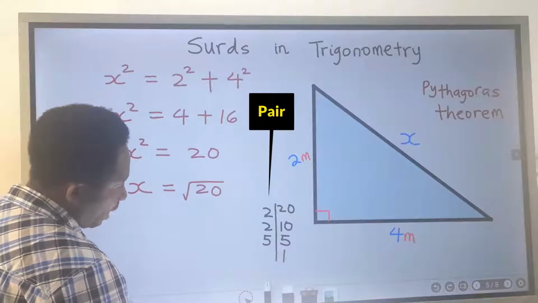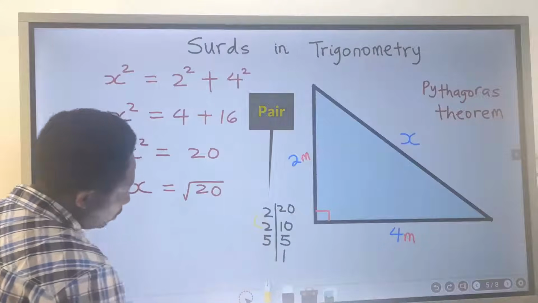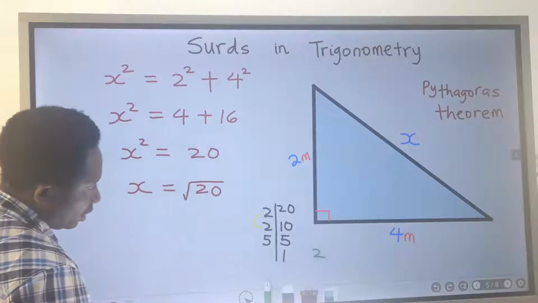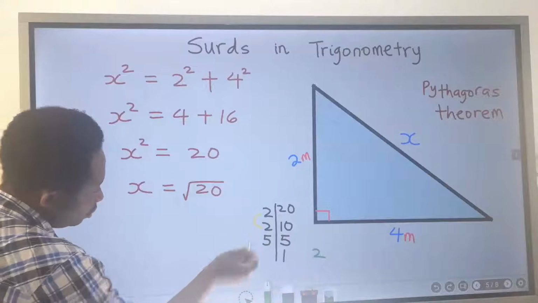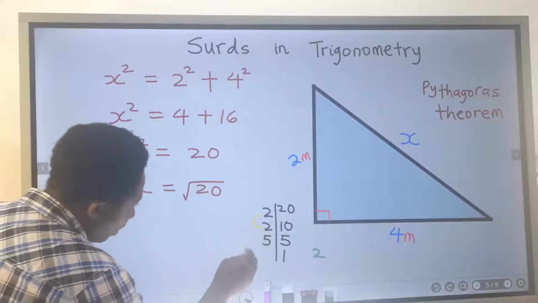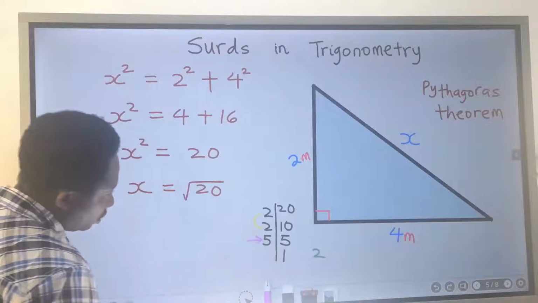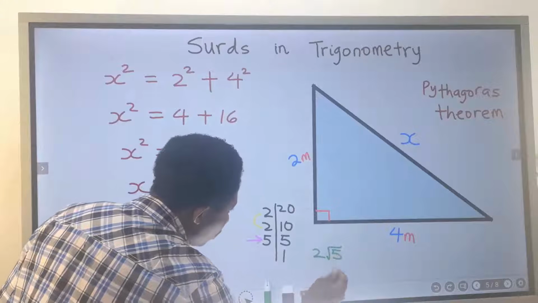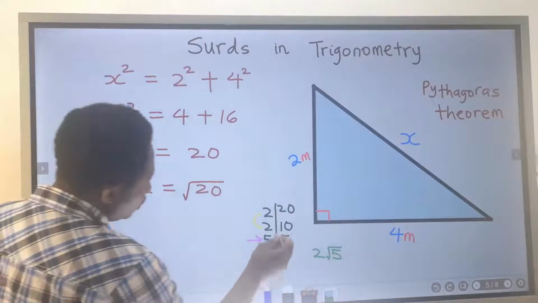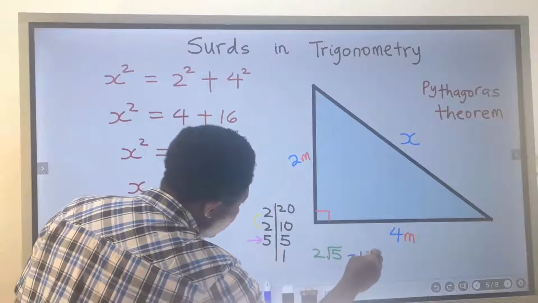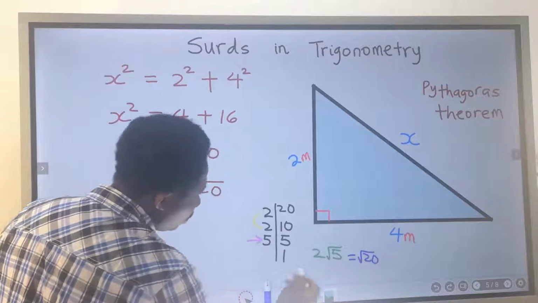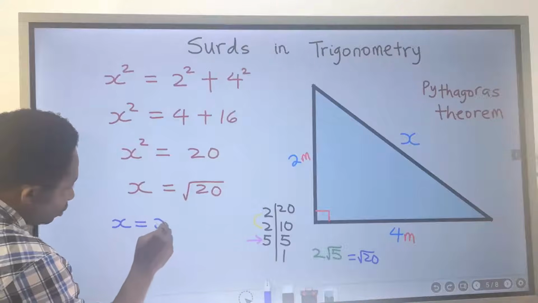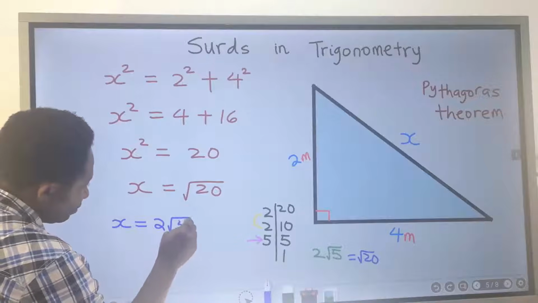Next, we are going to pair. 2 got a pair. And here, we are going to write these 2 out because 2 here is free. However, this 5 got no pair. We are going to put this 5 inside the square root. That means the square root of 20 is the same thing as 2 root 5. Hence, our x becomes 2 the square root of 5.